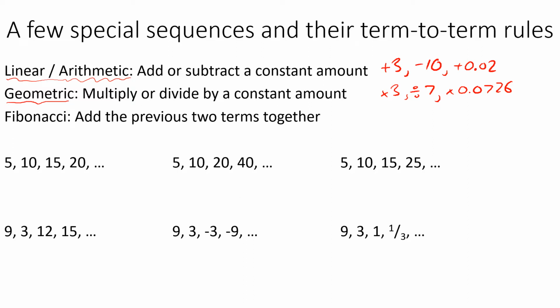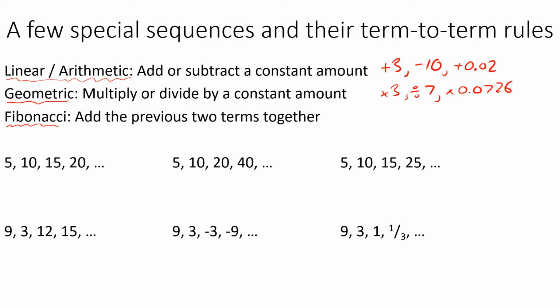And the last type we're going to talk about is Fibonacci. Fibonacci is the only sequence we do which is named after someone. I think he's a 12th century Italian dude. And a Fibonacci sequence is one where you add the previous two terms together. And we'll come to that in a second. So let's look at these 6 sequences. These are split into basically 3 groups.